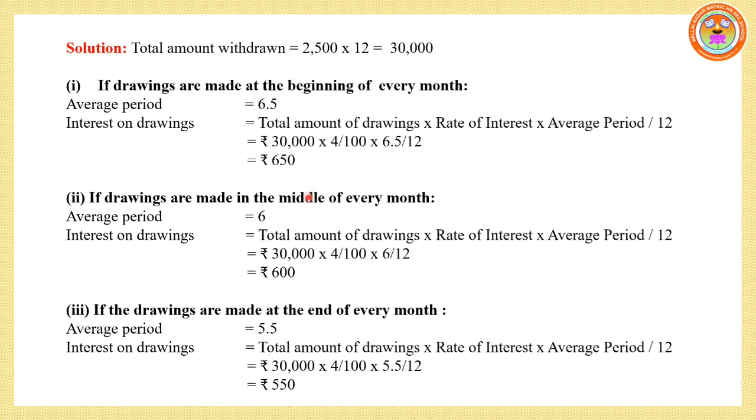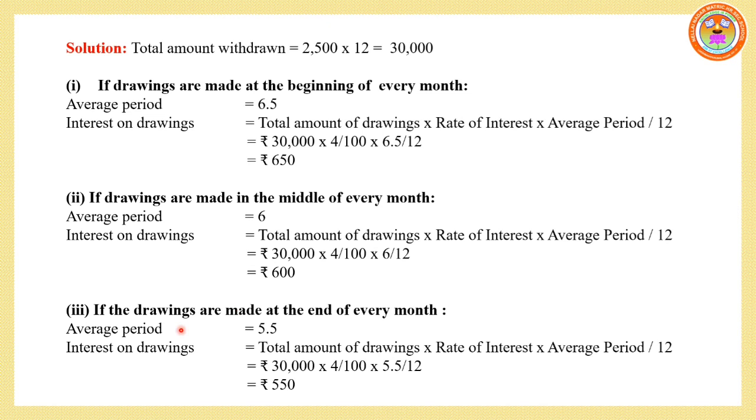Formula amount into 12. Amount into 12, we get total amount of drawings into rate of interest by 100 into average period by 12. So total amount of drawings 30,000. Otherwise you can write withdrawal amount into 12. We are writing that one. While doing cancellation, it will be easy. Otherwise, you can write total amount of drawings into rate of interest by 100 into average period, middle of each month, 6 by 12. Simplify this one, we got rupees 600.